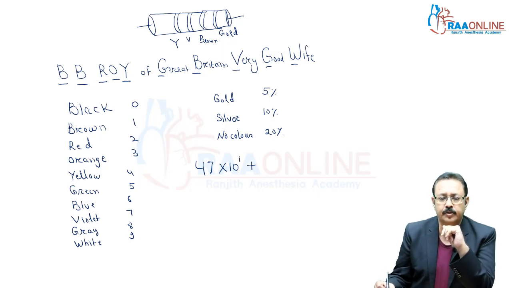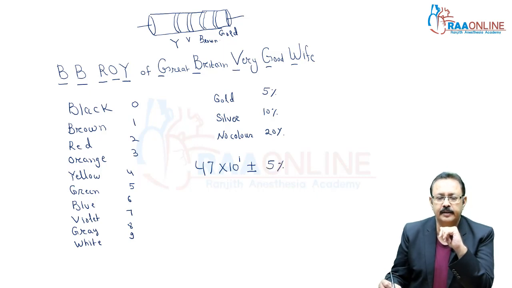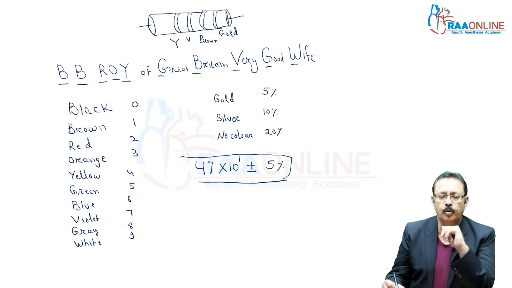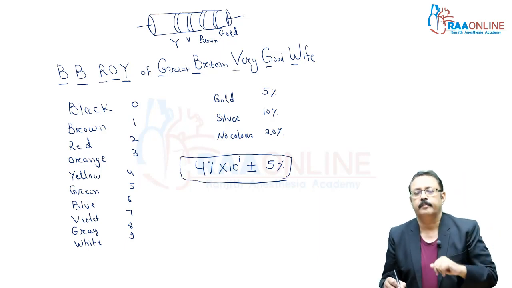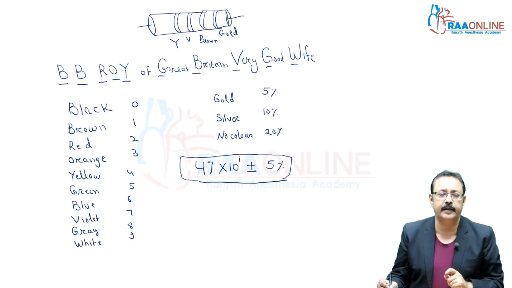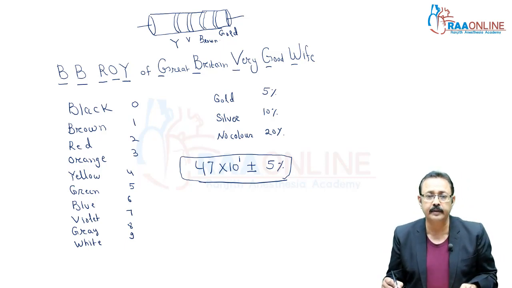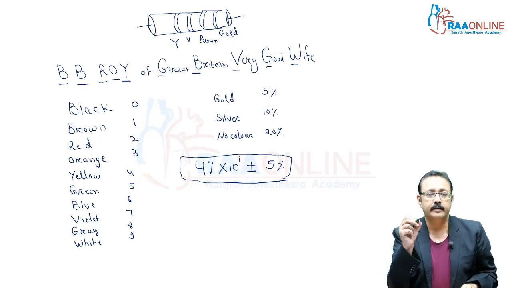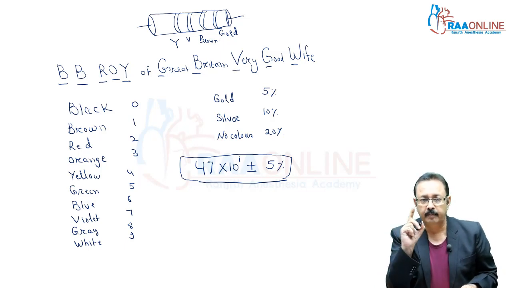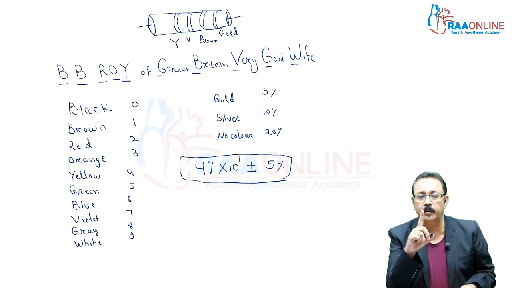Plus minus tolerance is 5%. So it is the resistance of this, in ohms, means 470 plus minus 5% ohm. So we are getting this. So remember this code. Maybe you will get one problem this year.